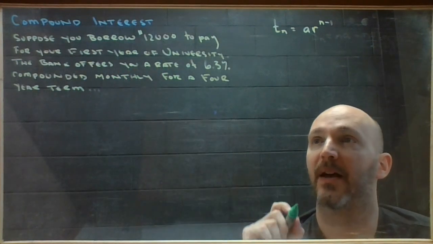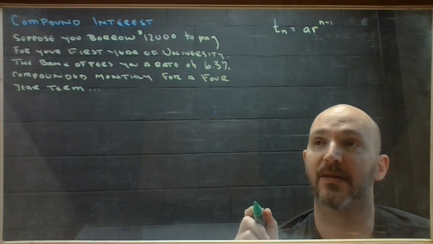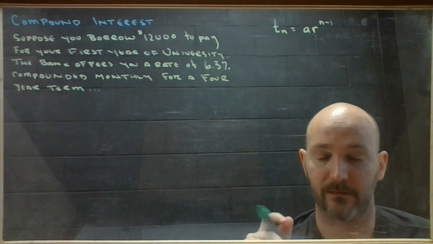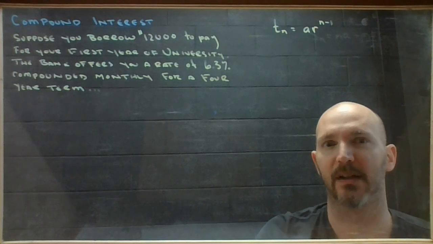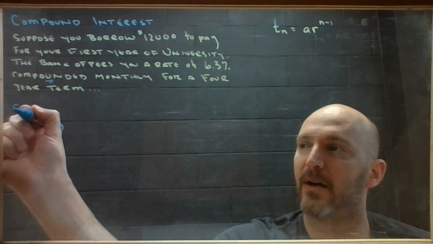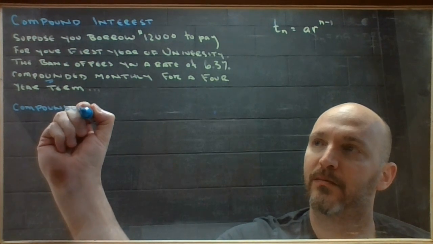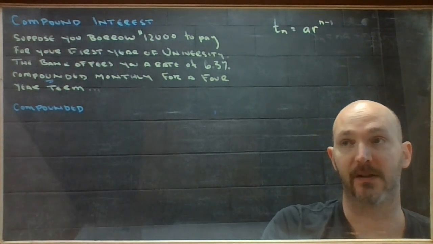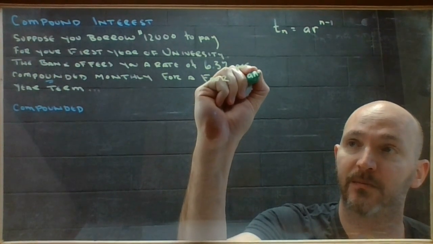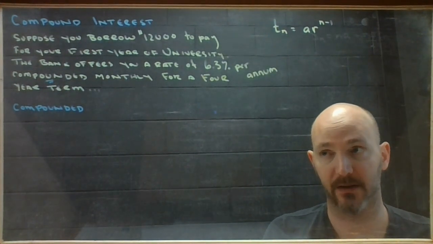Okay, so suppose you borrowed $12,000 to pay for your first year of university. The bank offers you a rate of 6.3% compounded monthly for a 4-year term. So there are a few words in there we've got to figure out. This one here first, compounded. Oh, and there is a phrase I want to put in here. Per annum. 6.3% per annum, compounded monthly.